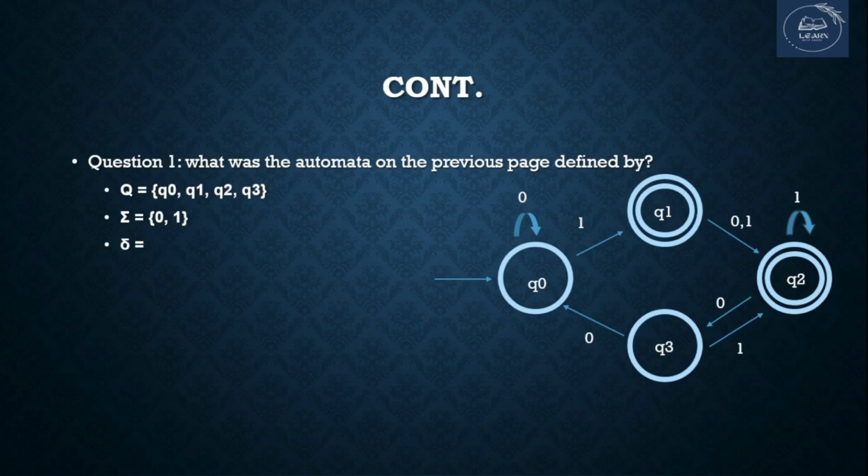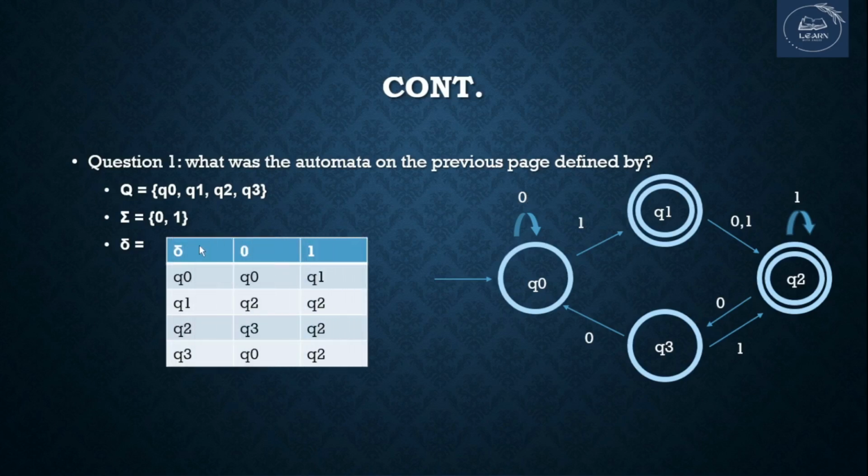Now the next symbol is our delta. Delta is a transition function. In this case, we need to draw a table with our states and our symbols. This table comprises the states, which are here, and our symbols, which are up here. So we can transit like this. If I go Q0 with 0, it takes me to what? Q0. Q0 with 1 takes me to what? Q1.